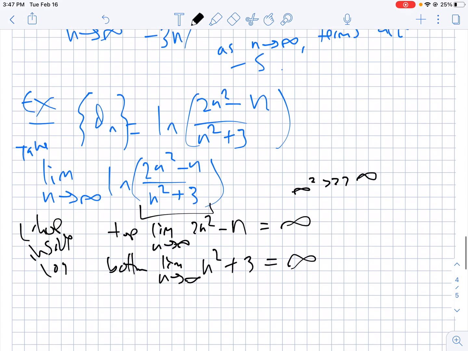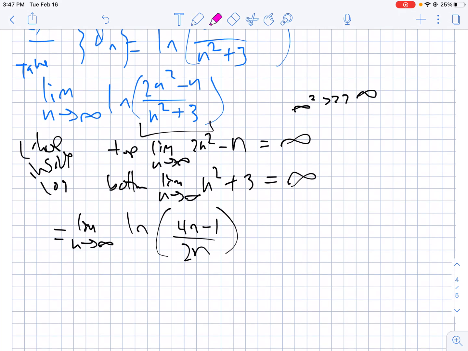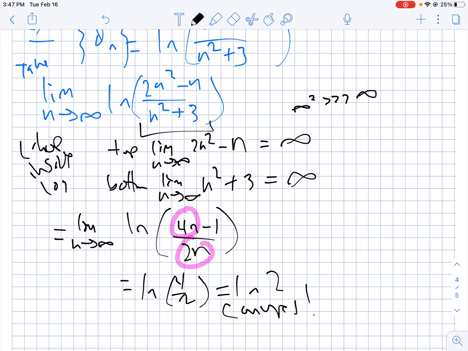So this is just going to be the limit as n goes to infinity of ln of, let's see, 4n minus 1 over 2n. You can use L'Hopital's again. Some of you may have also just said, hey, they're polynomials, we can just look at leading term over leading term. So this is just the ln of 4 over 2, or the natural log of 2. So again, what that means is it converges, and the terms approach ln 2. The larger values you plug in, you just get closer and closer to ln of 2.